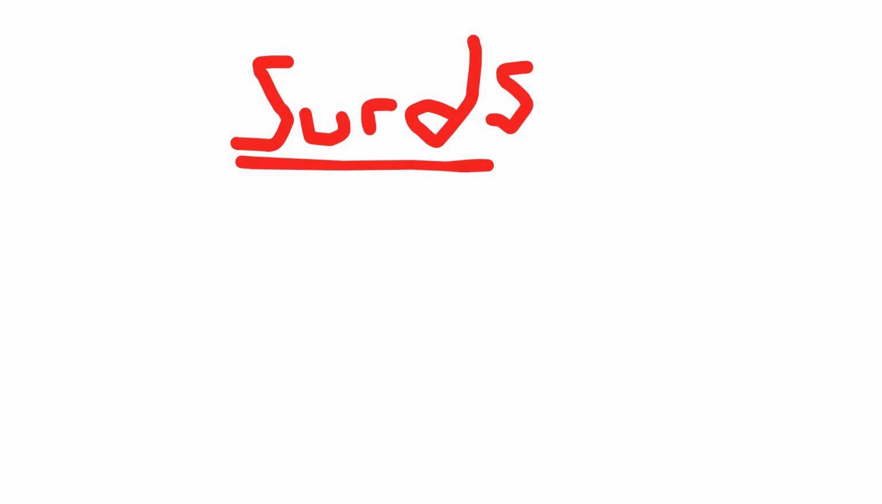What is a surd? Well, a surd essentially is the square root of a non-square number, the cube root of a non-cube number, the fourth root of a non-fourth-power number, and so on and so forth. But in general, at GCSE and A level, we are looking at square roots of non-square numbers, so non-square integers.